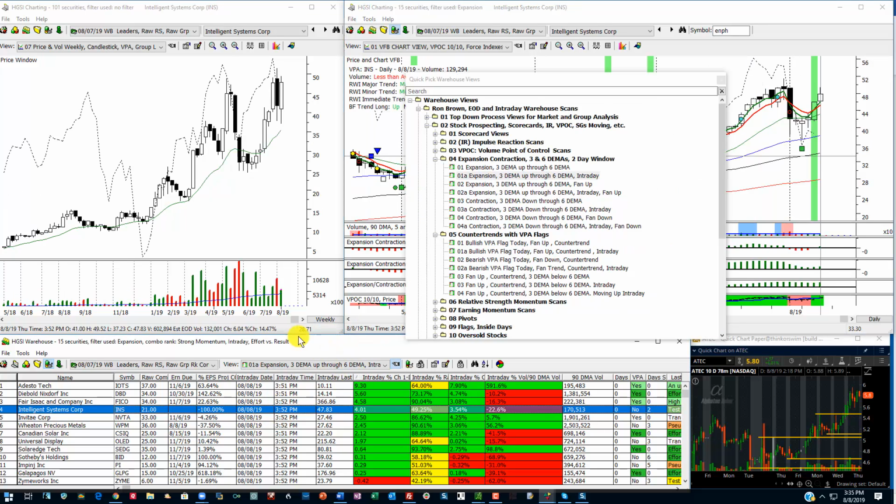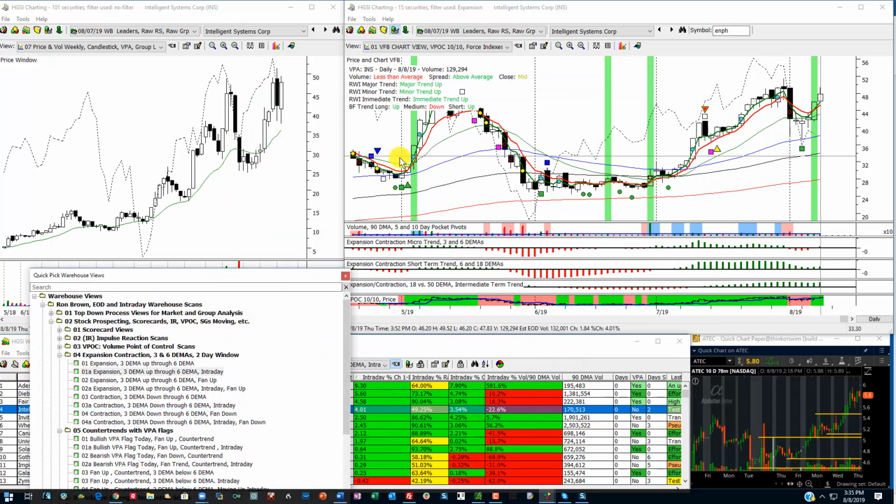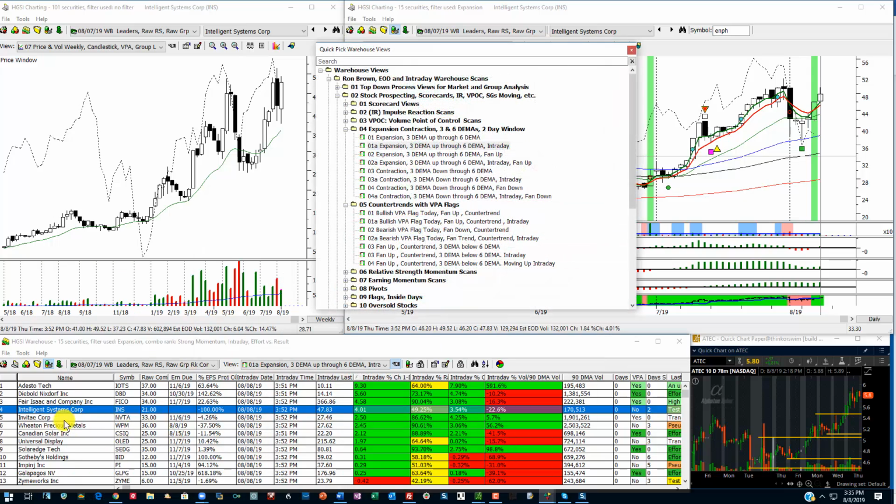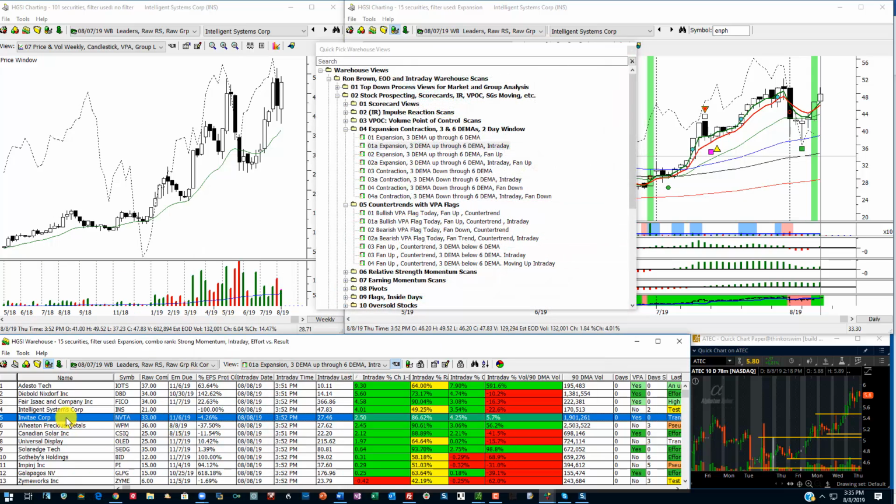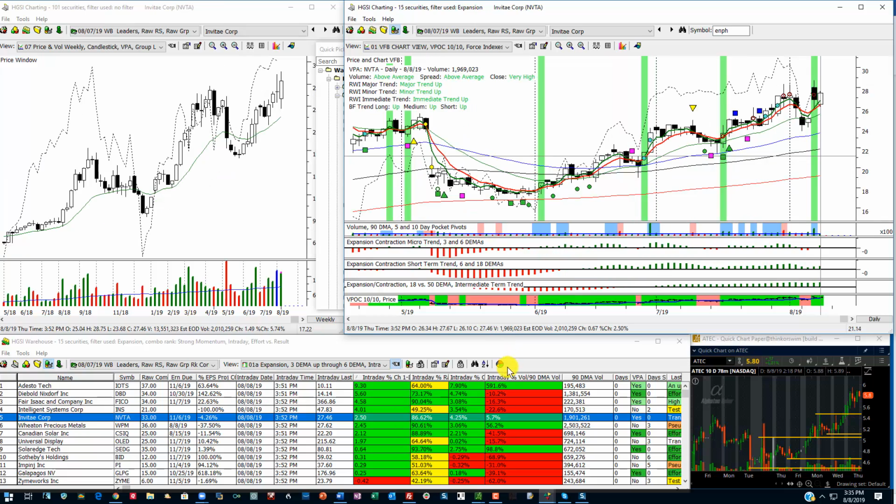Let's look at INS. Now this is kind of a sloppy chart here. This is the one I already looked at. I don't want to look at that again. Let's look at NVTA. Tight up through here, and then it got loose. But what happens when you start looking at this? When the candles really get small, it is finding support.